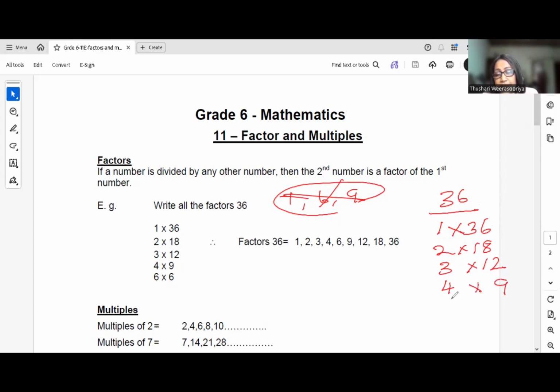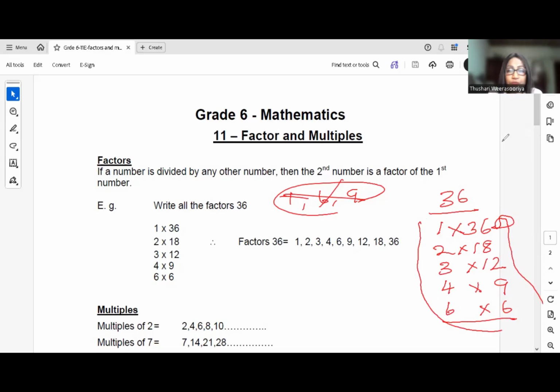Then is this divisible by 5? No. Then go to 6. 6 times 6. Now there, 6 into 6, 6 and 6, same number. Then from there onwards, you don't need to go. You get the same answers here. So stop from here. Now we'll write the factors. Start from here. You write all the factors: 1, 2, 3, 4, 6, 9, 12, 18, 36. These are the factors. I assume you can understand this, how to write the factors.